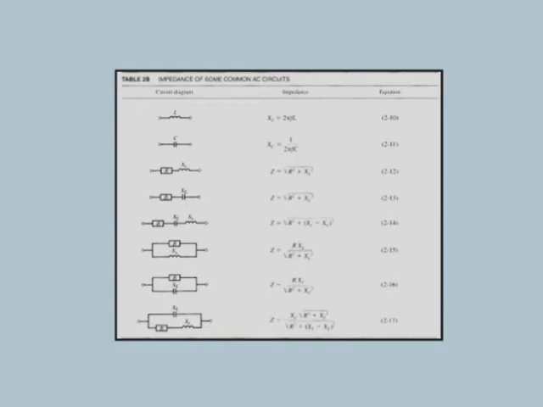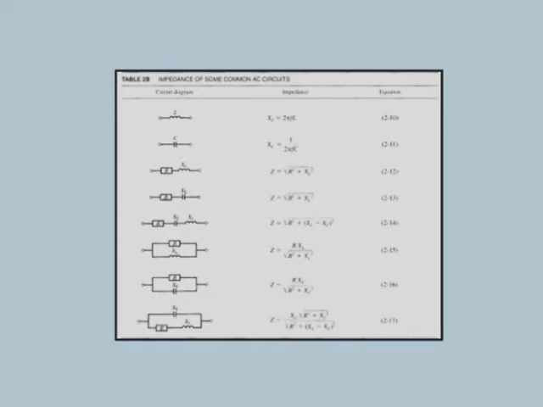The next two are the series connection of resistor-inductor and resistor-capacitor. The impedance is the sum of the squares of the two variables, then take the square root of the whole equation. The fifth diagram shows the series connection of resistor, capacitor, and inductor. The equation of its impedance is shown here.